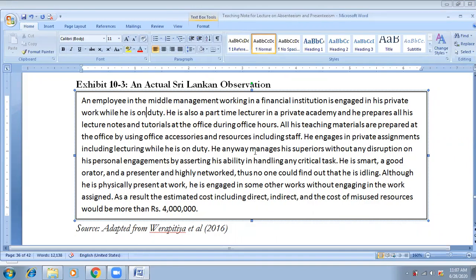He anyway manages his superiors without any disruption to his personal engagement by asserting his ability in handling any critical task. He is smart, a good orator, and a presenter, and highly networked. Thus, no one could find out that he is idle. Although he is physically present at work, he is engaged in some other work without engaging in the work assigned. As a result, the estimated costs, including direct, indirect, and the cost of misused resources, would be more than 5 million.